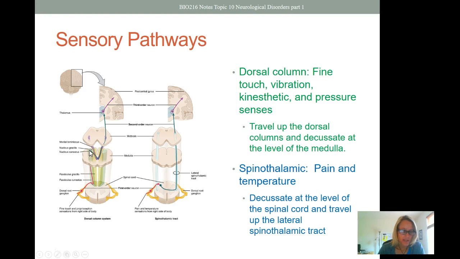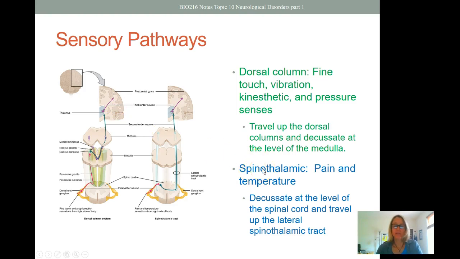and then they synapse with a second order neuron in the medulla, which crosses over and stays on the opposite side of the brain, and then synapses with a third order neuron in the thalamus, which then synapses in the sensory cortex found in the parietal lobe.